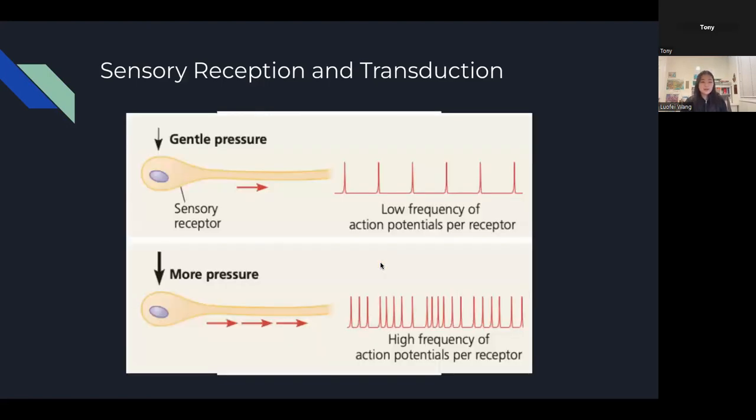Okay, so this is what I was just talking about before. When there is gentle pressure on the sensory receptor, there will be lower frequencies of action potentials, but when there's more pressure, there will be more stimulus, and that will produce a higher frequency of action potentials per receptor, and that will eventually be integrated and interpreted in the brain.